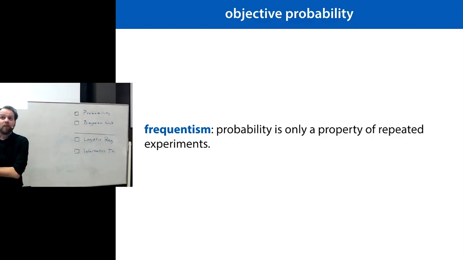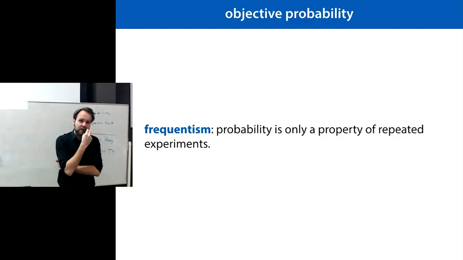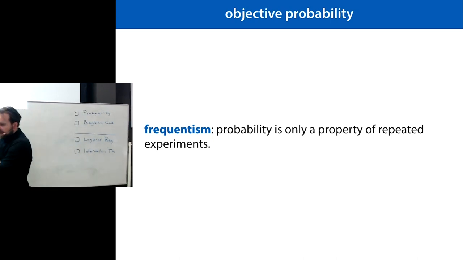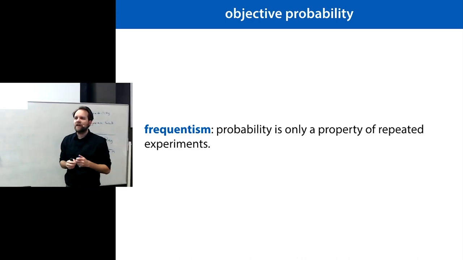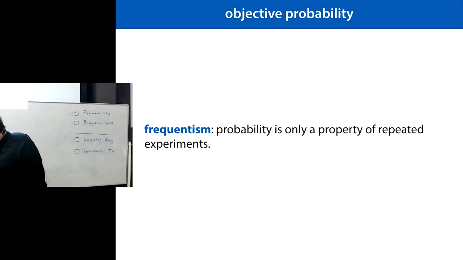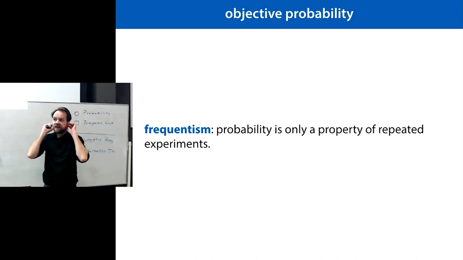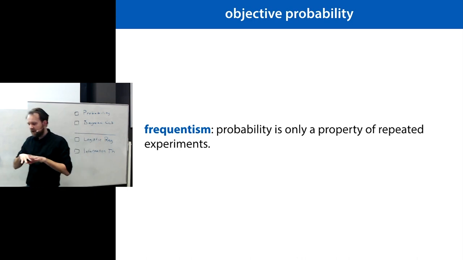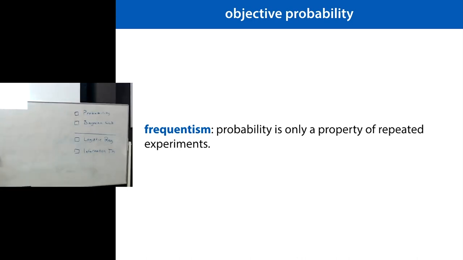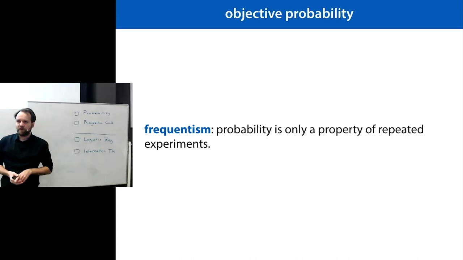The first is objective probability, of which frequentism is the most common approach, which basically says that a probability is a property of a repeated experiment. Which doesn't necessarily have to be an actual experiment that you actually do. But the idea here is that you imagine an experiment, and the probability of something is the proportion of outcomes with a certain event over the total number of experiments that you did.